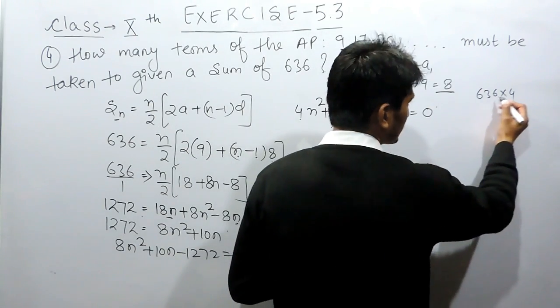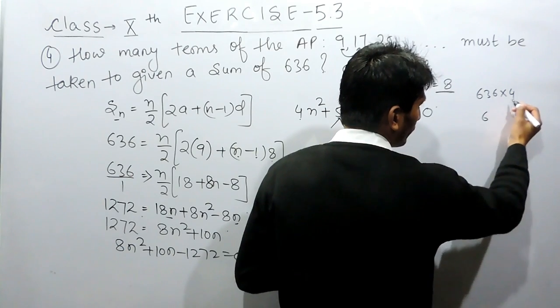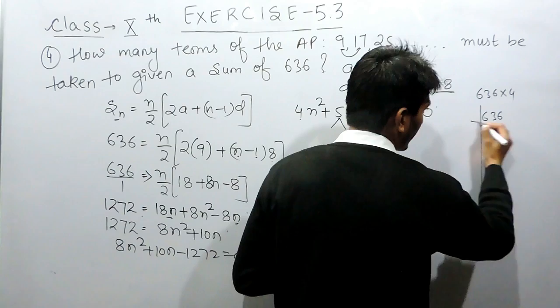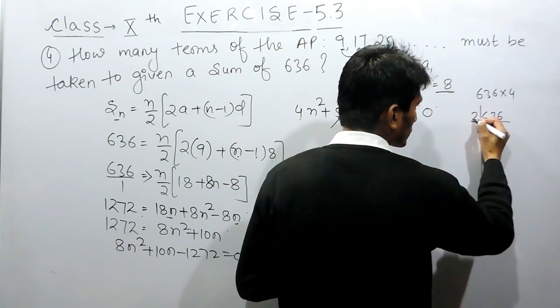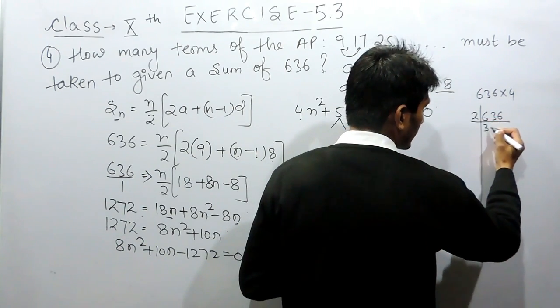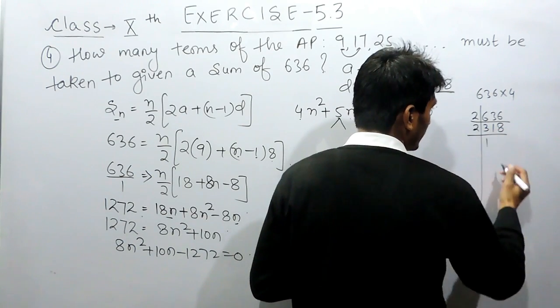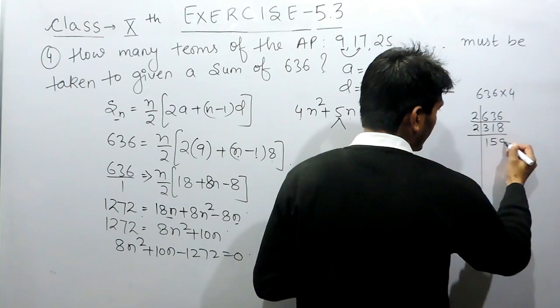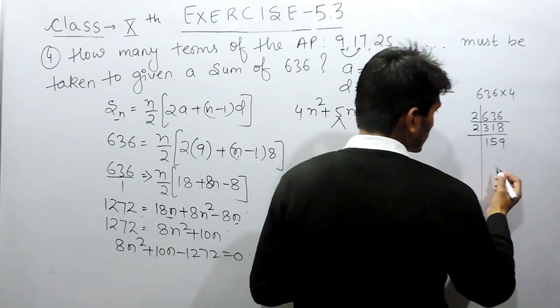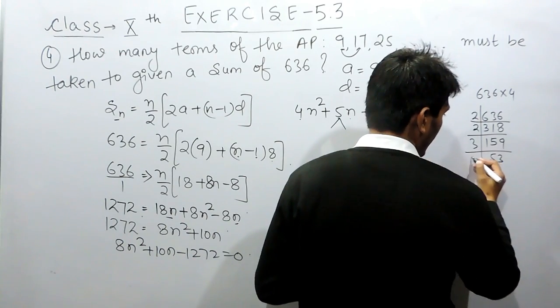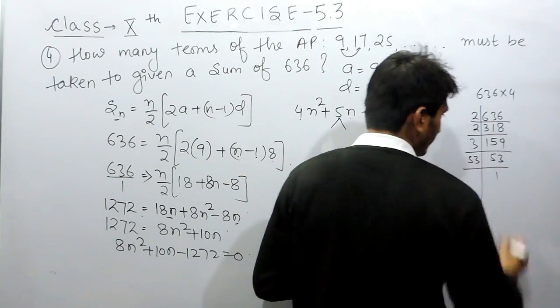Now this is 636 into 4, so 4 is actually 2 into 2. So what I have to do is find the factors of 636. So this is 2, 3s are 6, 1, 18, 2, 1 times, 5 and 9, and this is 3, 5, 3, and this is 53 1 times.